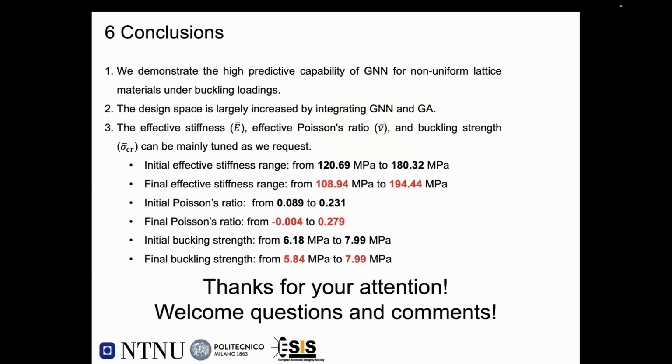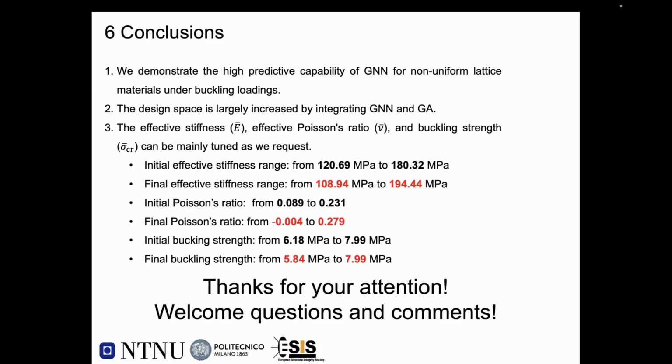So finally, I want to make the conclusions of our group's study. First, through this study, we can demonstrate the high predictive capability of graph neural networks for non-uniform lattice materials under buckling load. Second, the design space is largely increased by integrating graph neural networks and genetic algorithms.